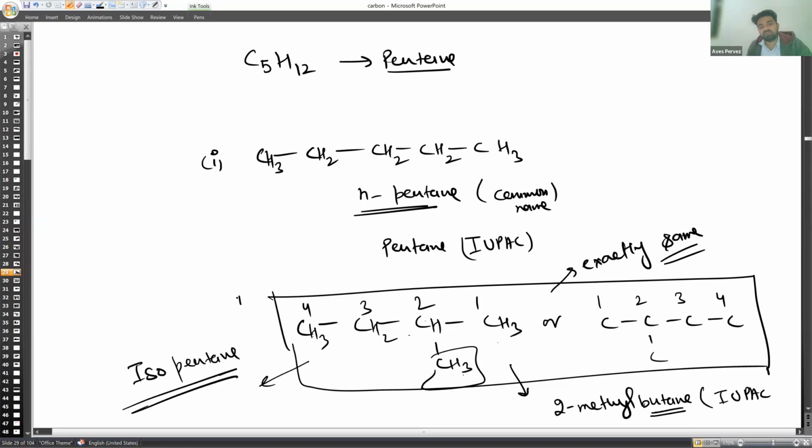The third isomer for this pentane is, like, if you put it this way or this way, you cannot put another one here or here. If you put it here, it will be like this. So there is no other isomer if you take 4 as the main chain.